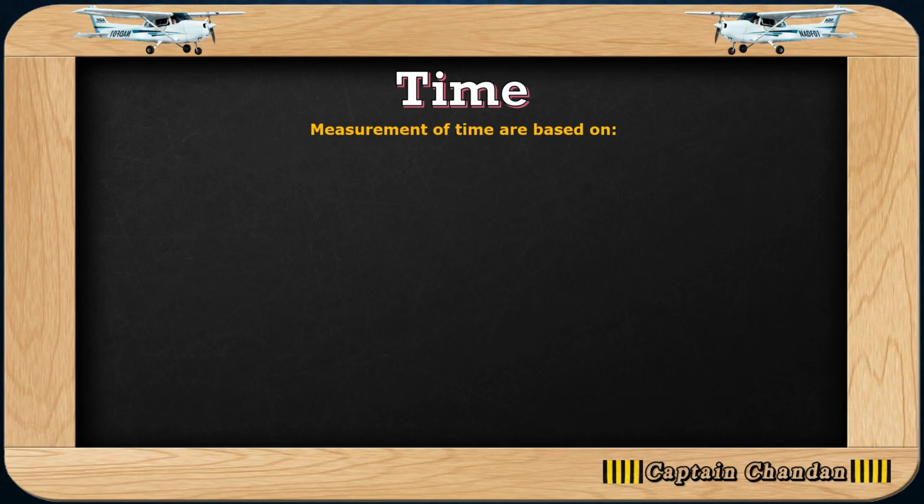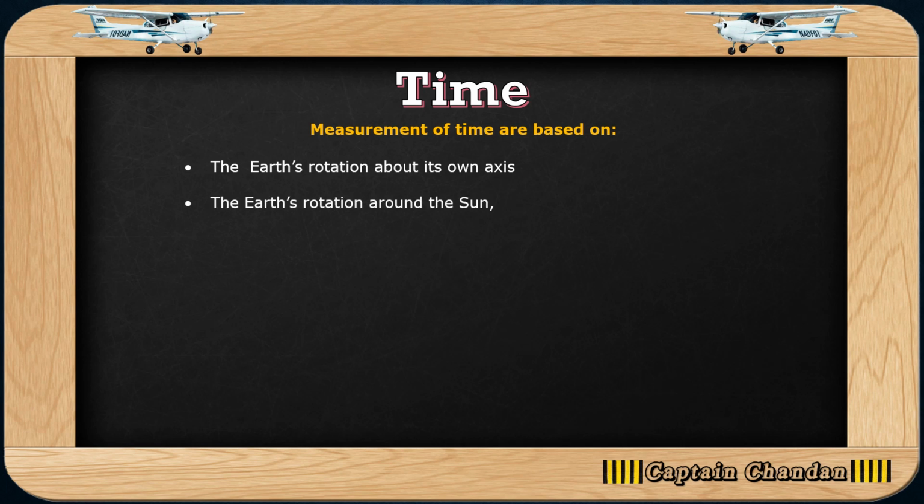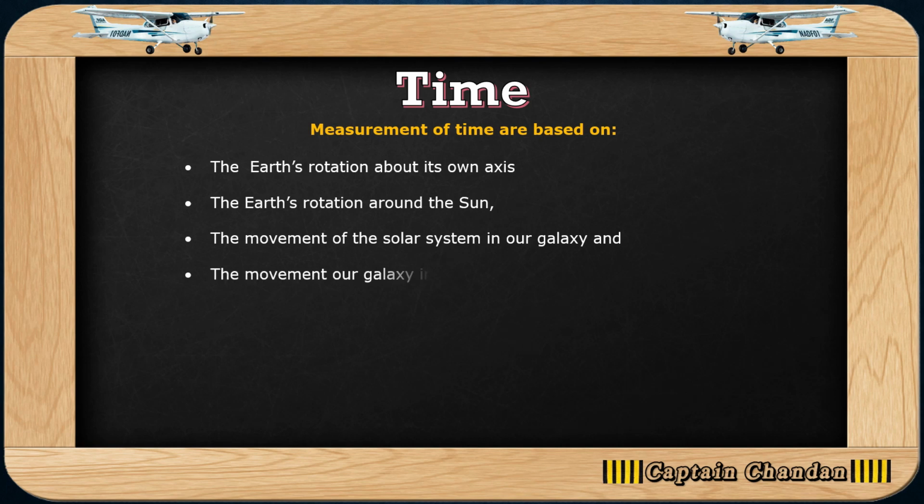Measurement of time is based on the Earth's rotation about its own axis. So in 24 hours, Earth completes one rotation on its own axis and it rotates from west to east. Remember that one. The second is the Earth's rotation around the Sun and it takes approximately 365 days to complete one rotation around the Sun. And the third is the movement of the solar system in our galaxy, and the last one is the movement of our galaxy in the universe. So there are four reasons for the measurement of time.